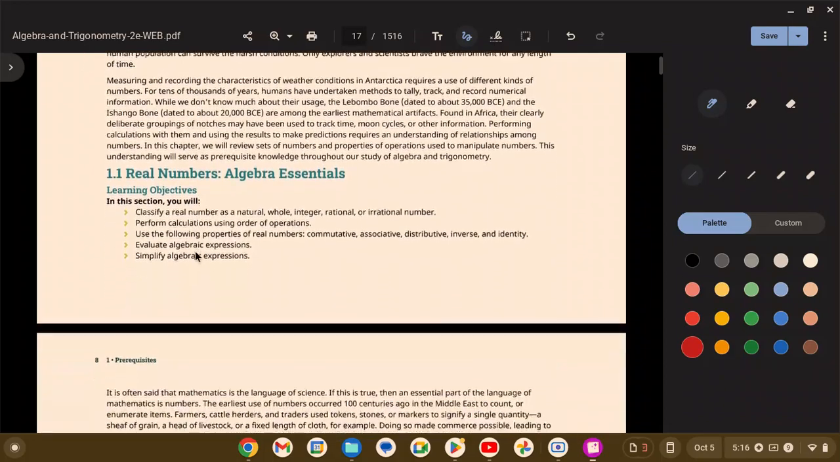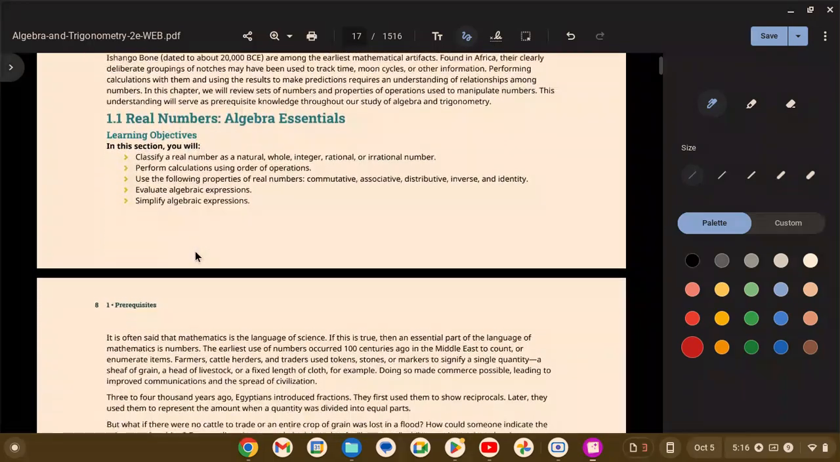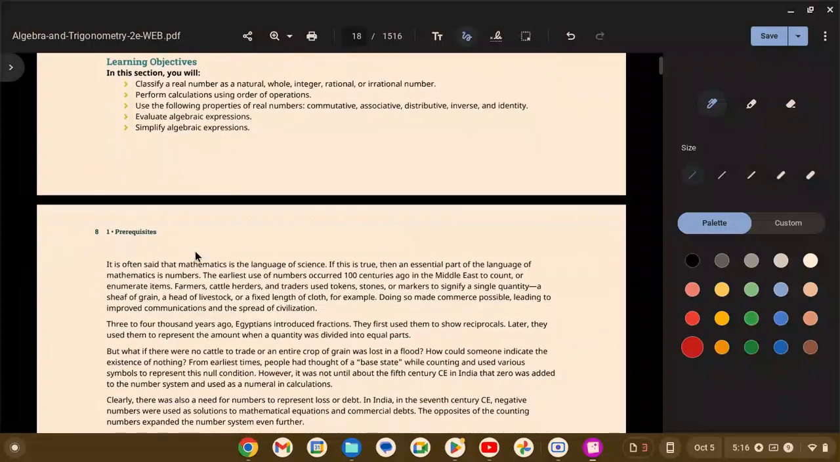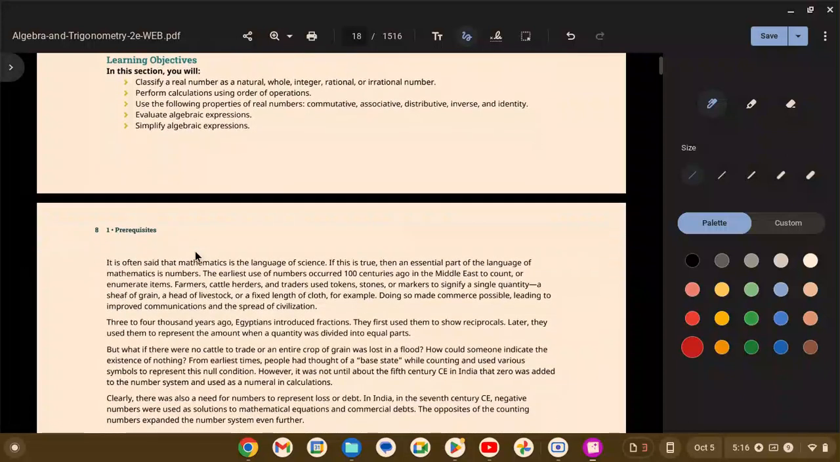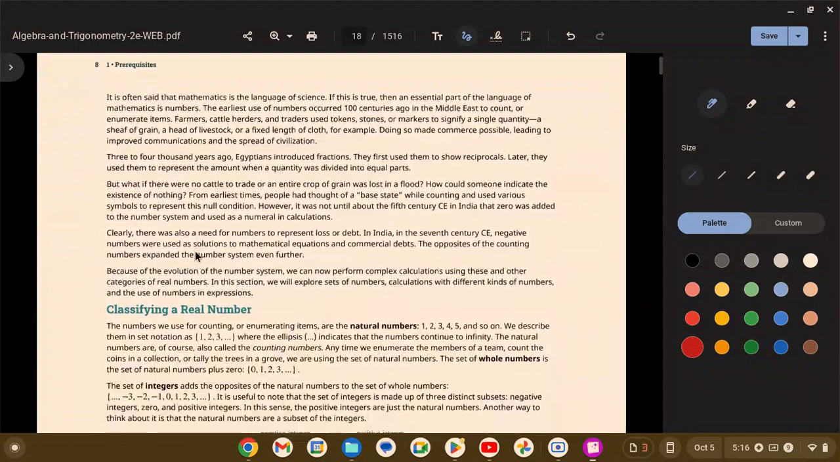All right, 1.1, Real Numbers, Algebra Essentials. Learning objectives. In this section, you will classify a real number as a natural, whole, integer, rational, or irrational number. Perform calculations using orders of operations. Use the following properties of real numbers: commutative, associative, distributive, inverse, and identity. Evaluate algebraic expressions. Simplify algebraic expressions. All right, here we go.